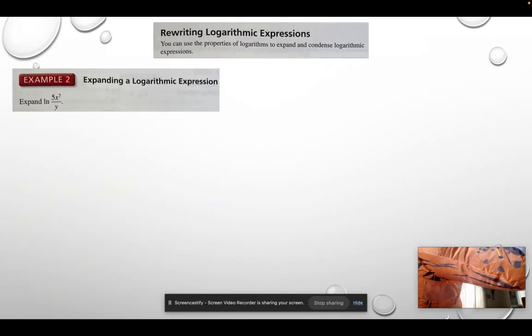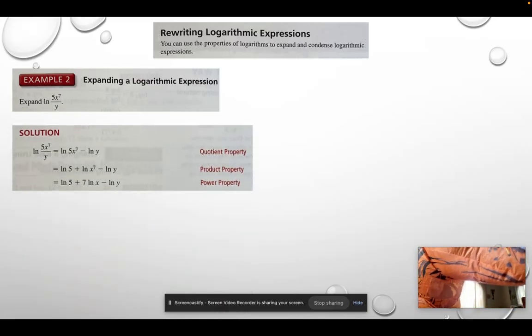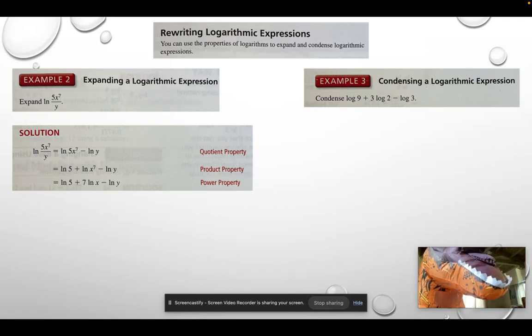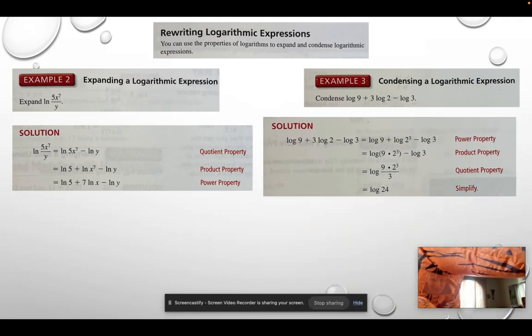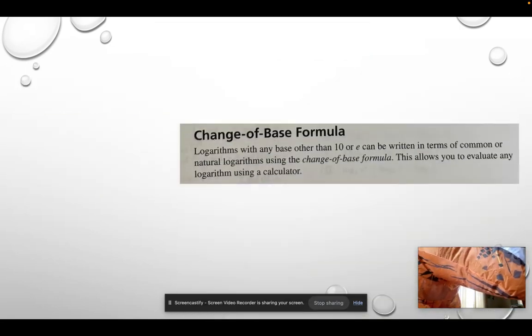So what we call expanding. Based on the properties, go ahead and expand this logarithm. So let's see what that kind of looks like. So you have this. And for the second one, you can also do some condensing. So use the properties to collapse into one logarithm. And that'll get you, essentially on this one, to common log of 24.